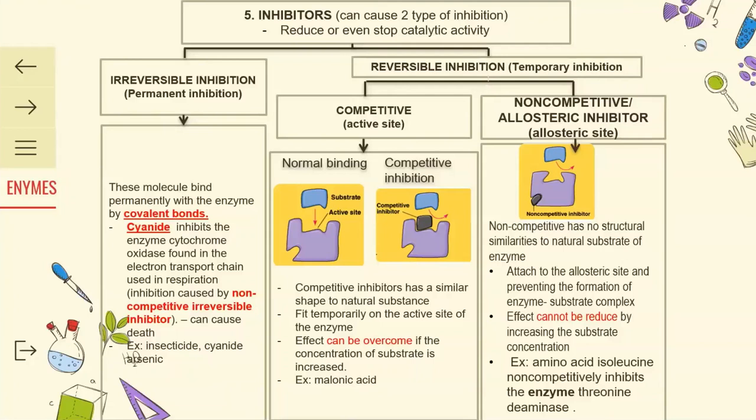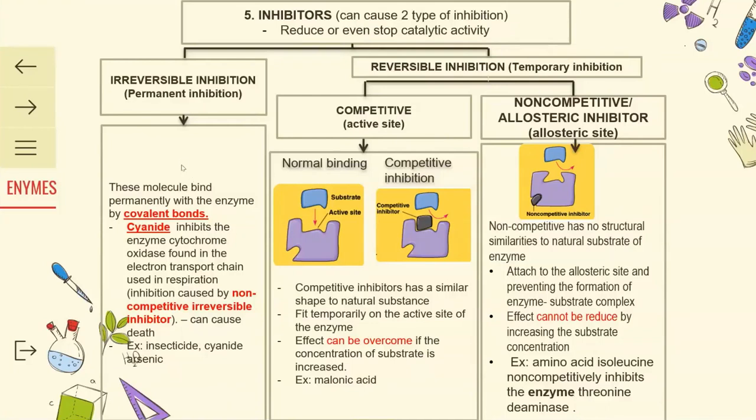Once the non-competitive inhibitor releases the enzyme, it goes back to its original shape, and then the substrate can bind at the active site. So this situation also can be overcome by increasing the substrate concentration. If the concentration of the substrate is high, the allosteric inhibitor is released from the enzyme, and then the enzyme reverts to the original shape. Then the substrate can bind at the active site. The example of a non-competitive inhibitor is the amino acid isoleucine. Amino acid isoleucine non-competitively inhibits the enzyme threonine deaminase.